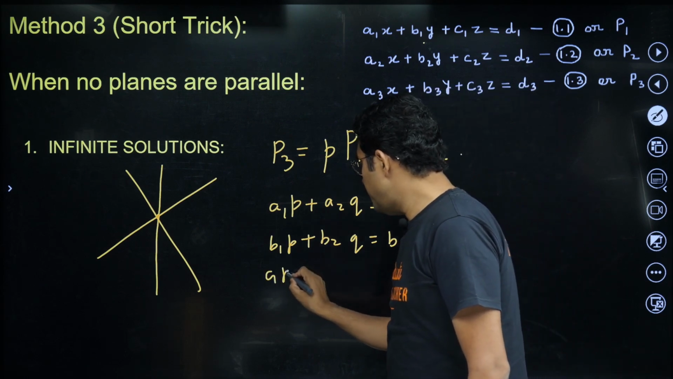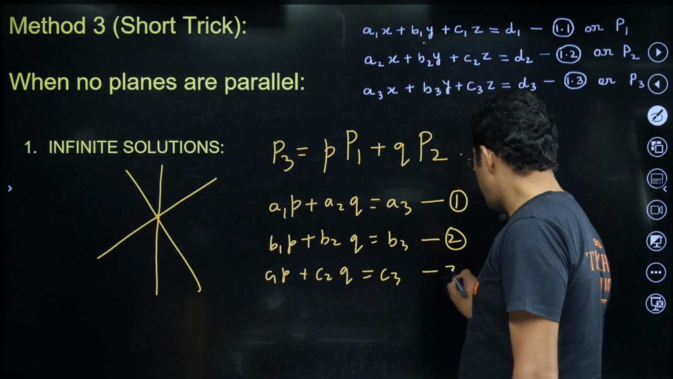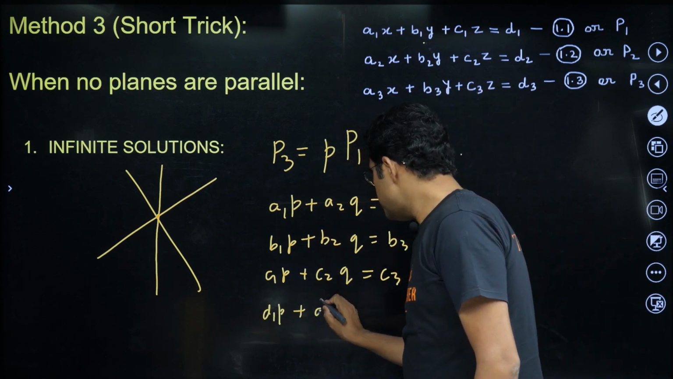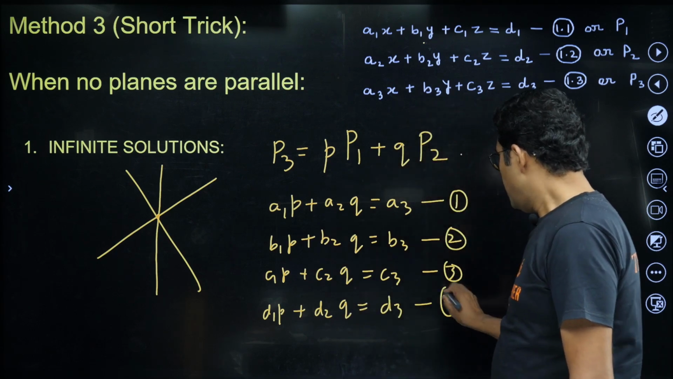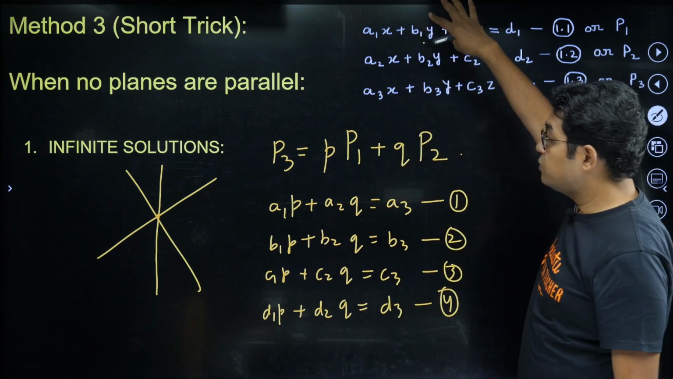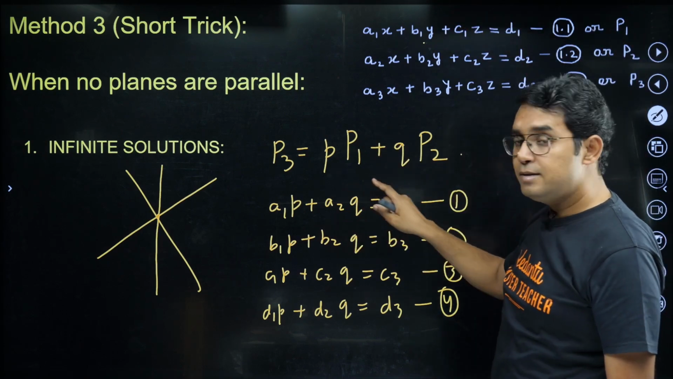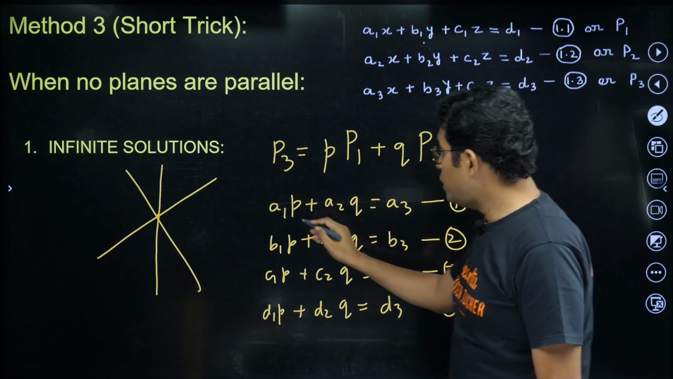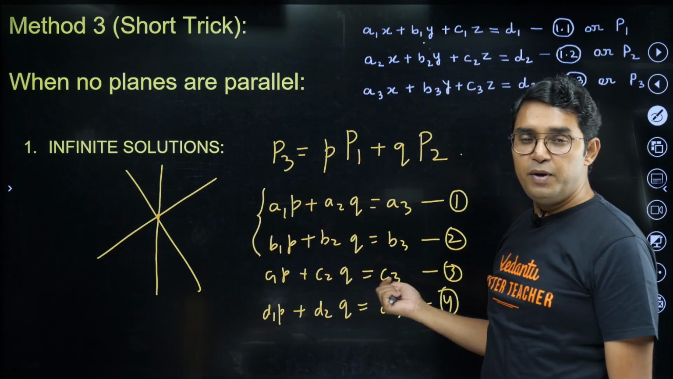Likewise, C1P plus C2Q will be equal to C3, third equation. And on the right hand side also, D1 into P plus D2 into Q should be equal to D3. That is the fourth equation. Now you can see for those equations where A1, B1, C1 all are known, only unknown values are P and Q. And I think only two equations are sufficient to solve to get values of P and Q.